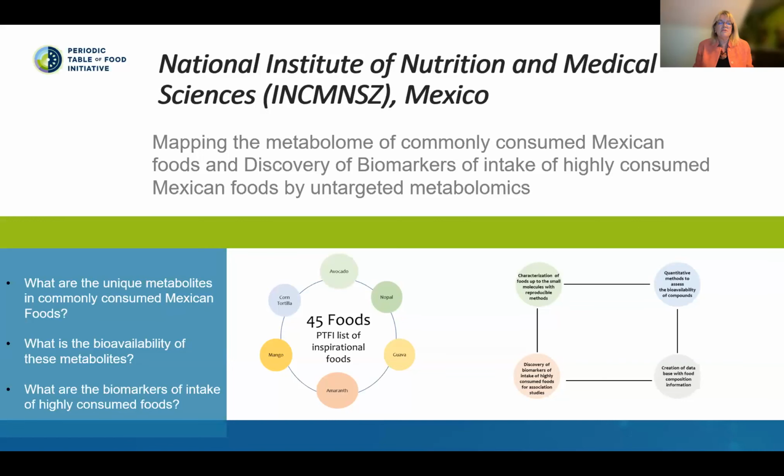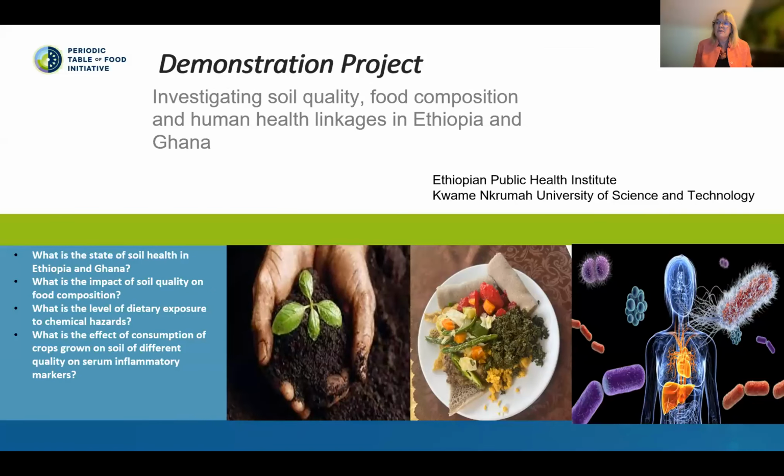Another example of a demonstration project comes from two of our other centers of excellence across the world in Ethiopia and Ghana. In this project, they are going to investigate soil quality, food composition, and human health linkages. They hope to answer questions such as, what is the state of soil health in Ethiopia and Ghana? What is the impact of soil quality on food composition? What's the level of dietary exposure to chemical hazards? What is the effect of consumption of crops grown on soil of different quality on serum inflammatory biomarkers?